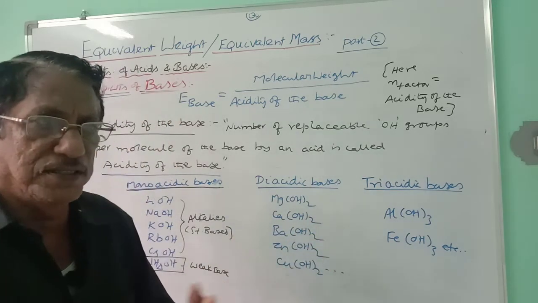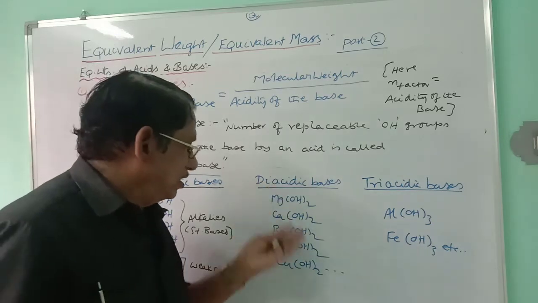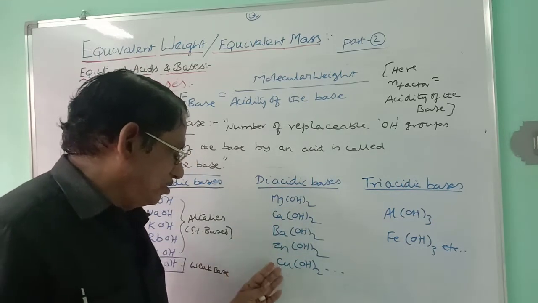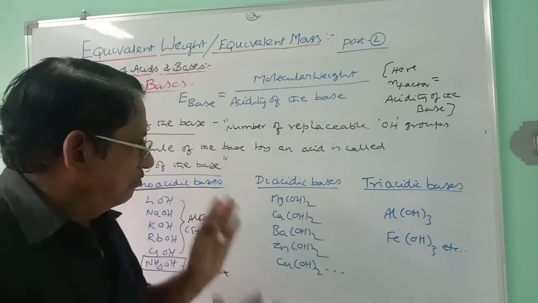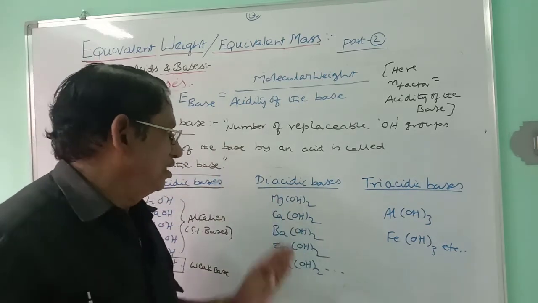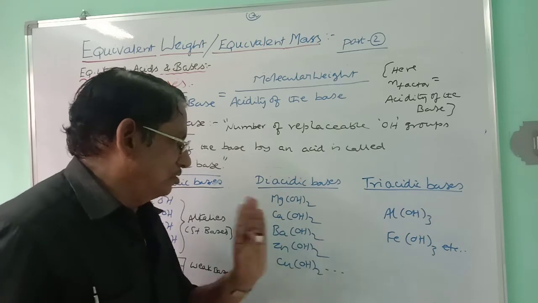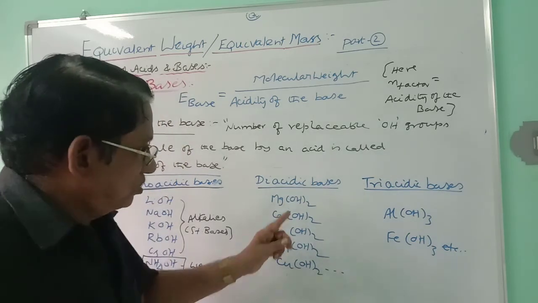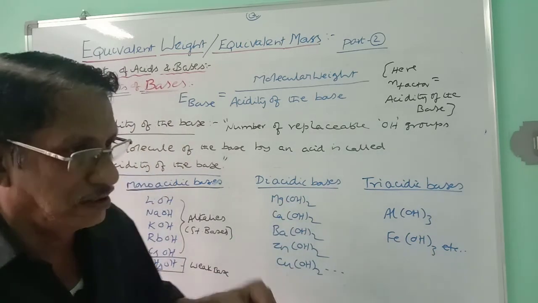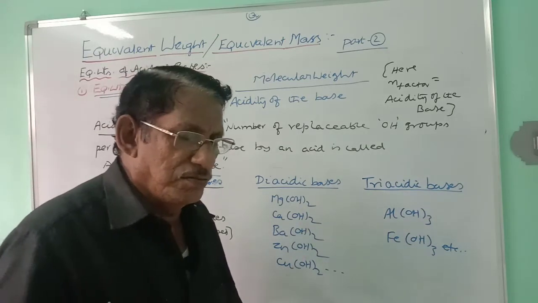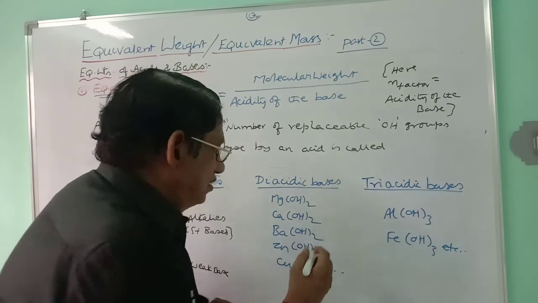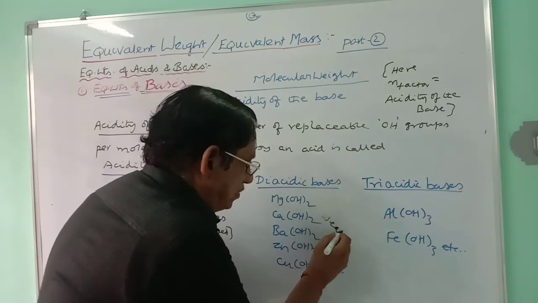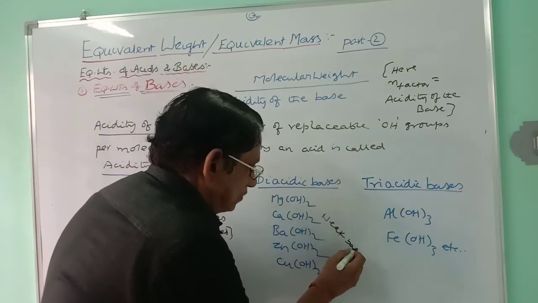Most of the d block metallic hydroxides are also in this category: zinc hydroxide, copper hydroxide, ferrous hydroxide, nickel hydroxide, cobalt hydroxide, like this. We will have many diacidic bases. These are some examples. And don't forget, most of the diacidic bases are mostly insoluble in water. And that is why, as they are insoluble in water, particularly these are treated as weak bases.